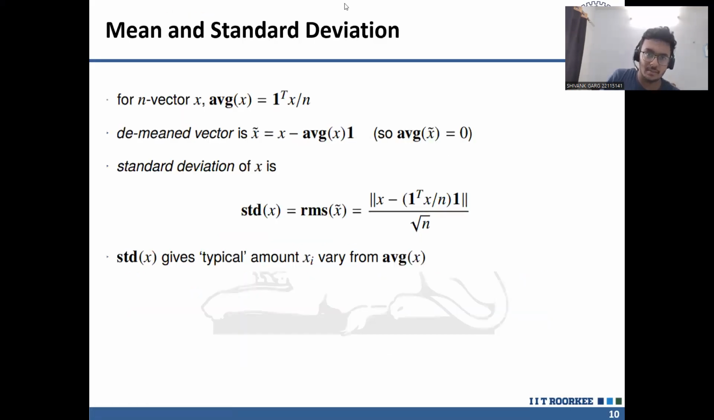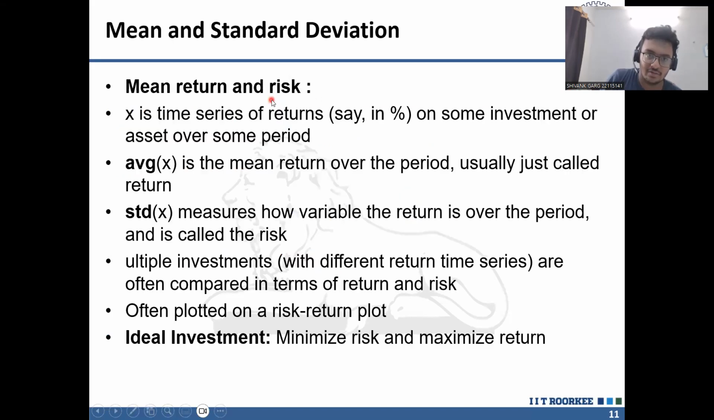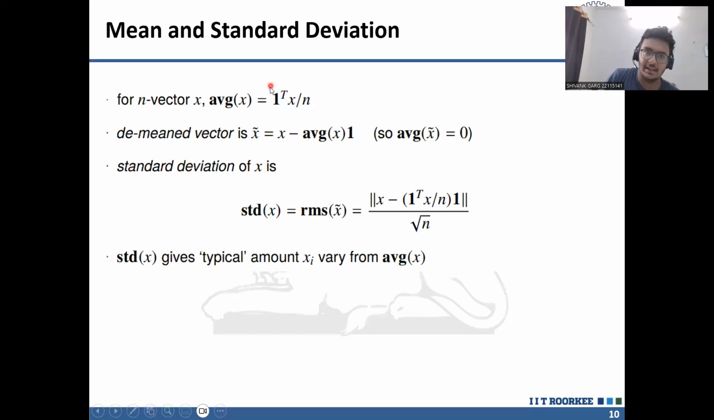Now we will look at the mean and standard deviation. So basically, the average of a vector is the sum of its elements divided by n. Here 1 transpose represents the one vector, which is the vector with all elements equal to one. So 1 transpose times the x vector divided by n gives us the mean. And the de-meaned vector is this. So this vector has mean 0. You can easily observe this.